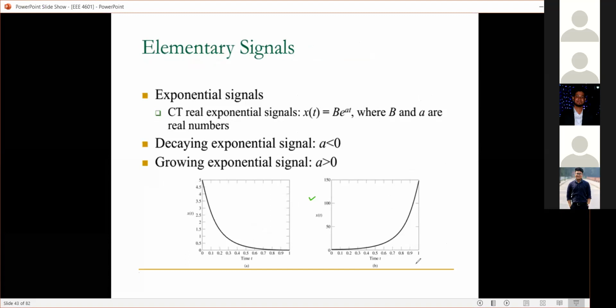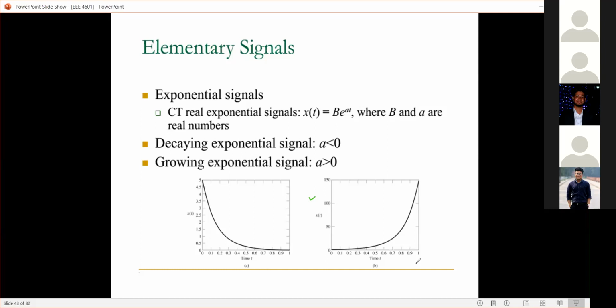Our operation is finished. Then we have to deal with a few elementary signals that we usually encounter in electrical engineering. I will not be discussing those things; this has been discussed from your first year.